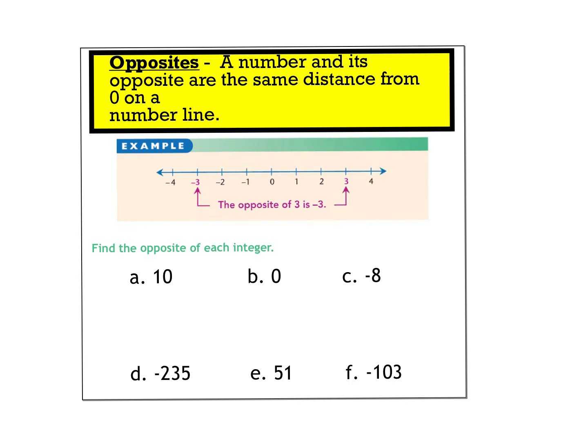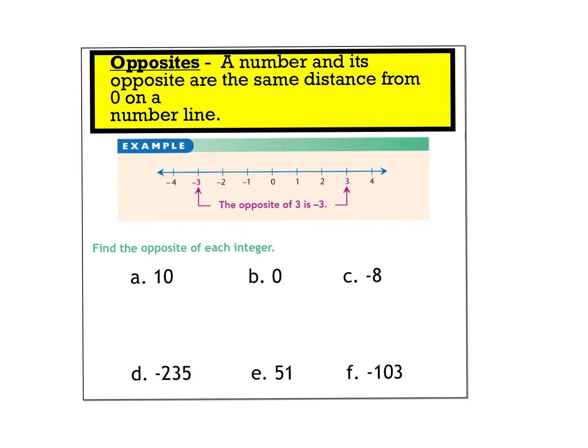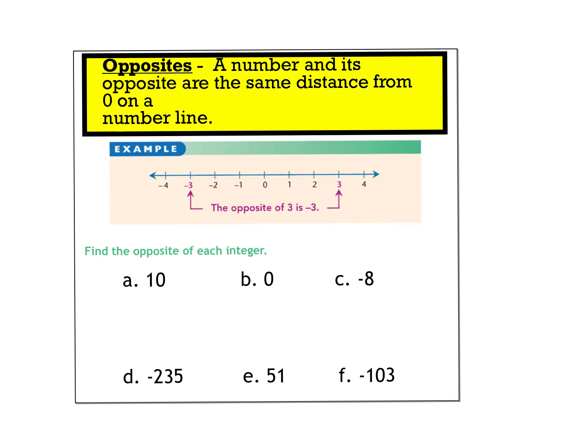All right, 2 more things that we are going to talk about, and the first one is something called an opposite. Now, you have heard that word before, so this is not difficult, but a number and its opposite are the same distance from 0 on a number line. So if I think 3 and I think negative 3, they are both 3 spots away from 0, so they are opposites. So opposites have to be the same distance away from 0. So if I asked you the opposite of negative 2, well, that'd be 2, because they're both 2 spots away from 0. So why don't you try those 6 questions at the bottom?